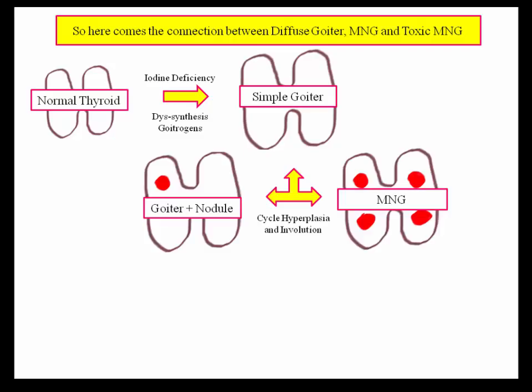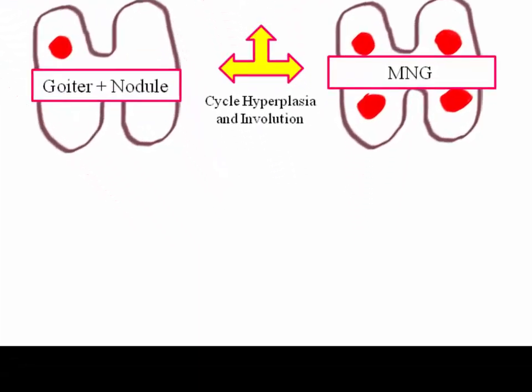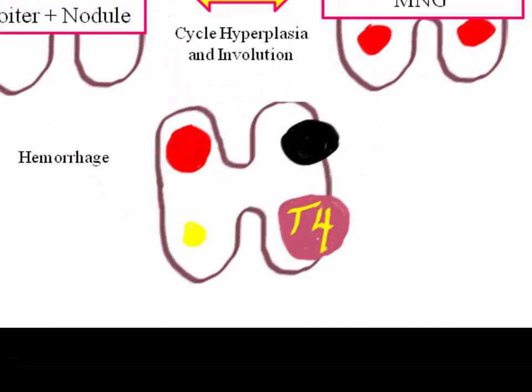In time, and resulting from the cycle of hyperplasia and involution, and differing sensitivities of follicles to the effect of TSH, nodules develop. They have no capsule. In time, like over months and years, these nodules experience a variety of outcomes. A patient can hemorrhage into a nodule, characterized by sudden growth or appearance of a large nodule.